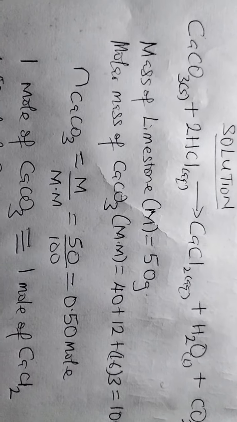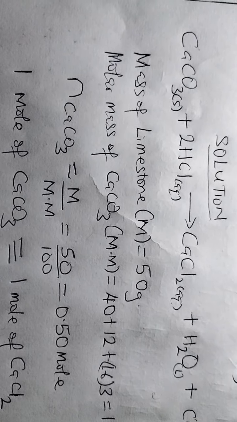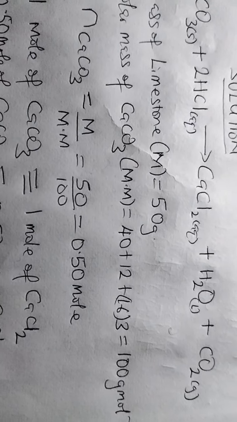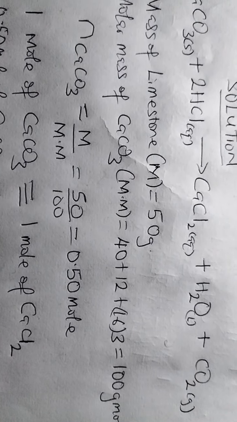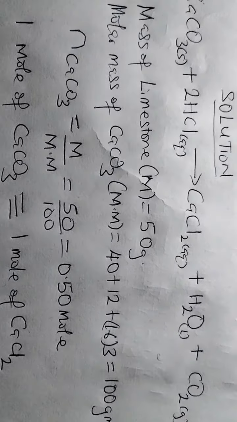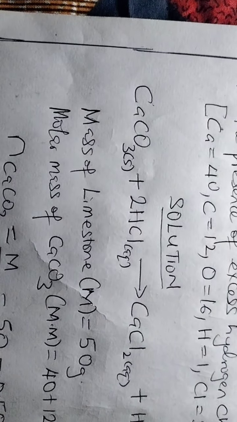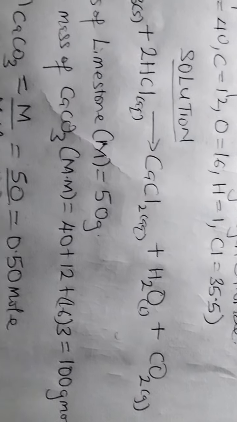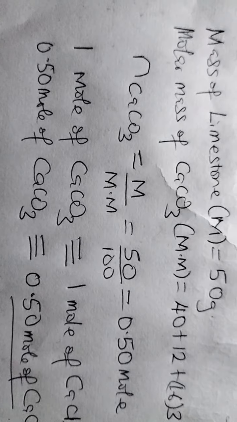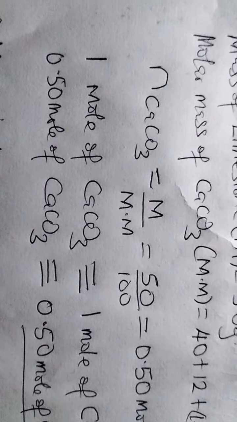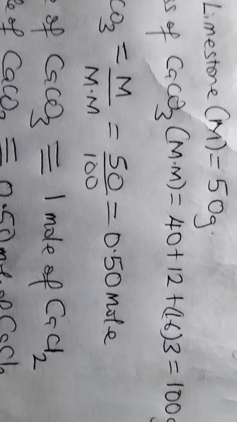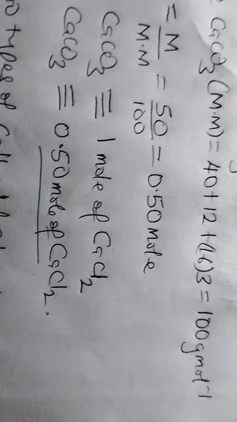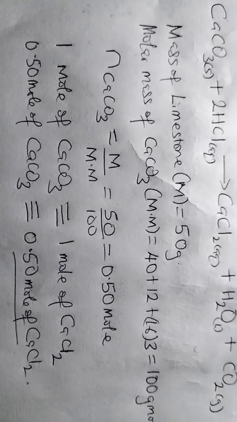The number of moles of calcium carbonate is given as mass over molecular mass, which is 50 over 100, giving us 0.50 mole of calcium carbonate, or limestone, participating in the reaction. We now go to the stoichiometric reactions. 1 mole of the carbonate produces 1 mole of calcium chloride. Therefore, 0.5 mole of the carbonate, as we have calculated, will also produce 0.50 mole of calcium chloride as our answer to the question.